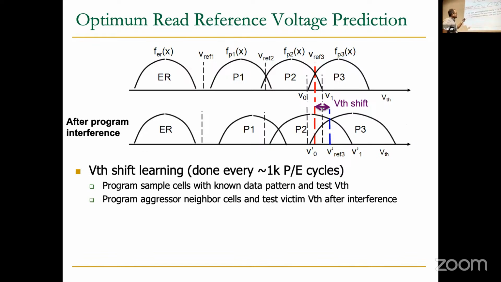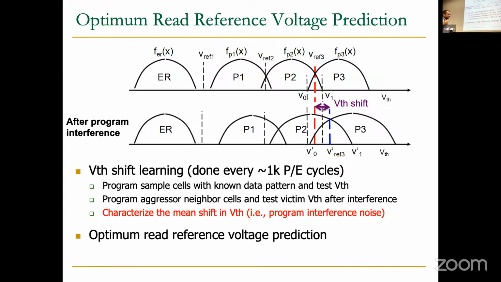We do it every 1000 PE cycles. Since you don't do this learning very frequently, it does not have a huge overhead on your performance and energy consumption. But that 1000 PE cycle, as shown in this paper, is just enough to give you a good understanding of your device. And then we adjust this reference voltage.